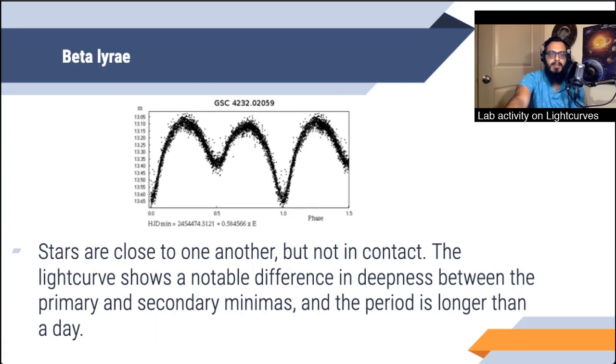There's the Beta Lyrae, and these stars are close to one another but not in contact. The light curve shows a notable difference in depth between the primary and secondary minima, and the period is longer than a day. So you see it looks very smooth and pretty evenly spread out.